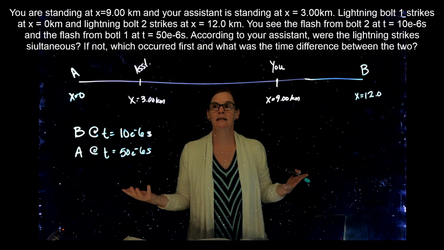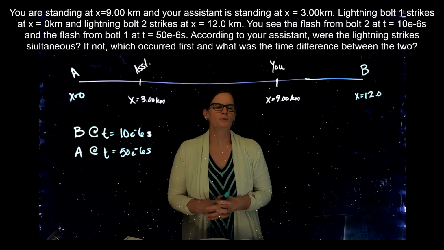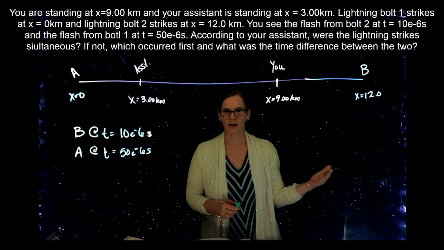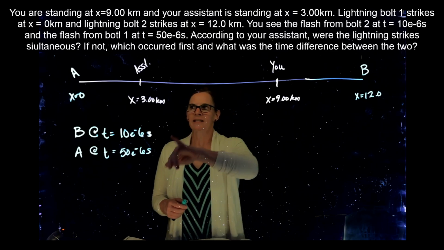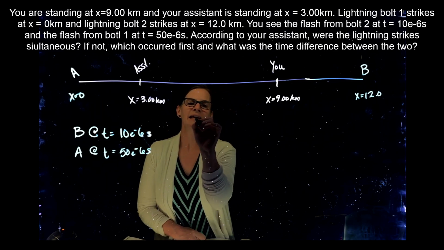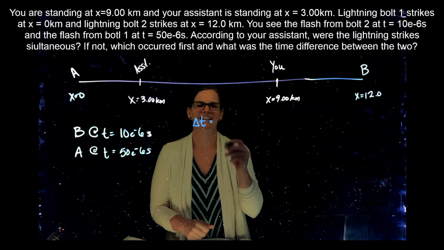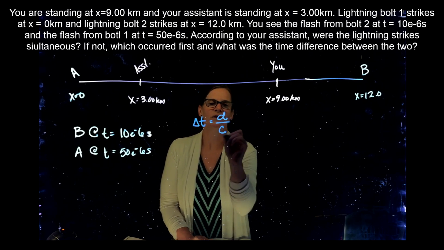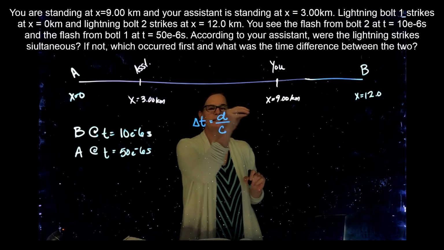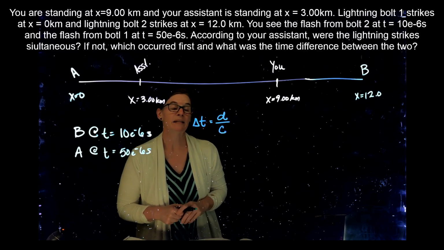Are they simultaneous? If they are, great. If they're not, how much time is in between them? So we're going to use the information that we have about you to determine when these lightning bolts actually struck. Okay, let's start with lightning bolt A. We know that the change in time for anything is the distance over the speed, and in this case that object is light, so the speed of light. How long it takes for you to see a flash of light depends on how far away you are from that flash and the speed of light.